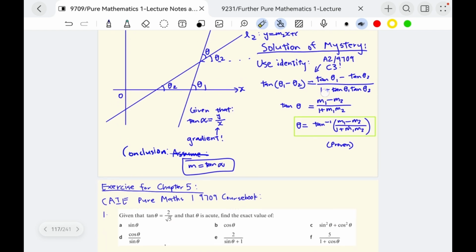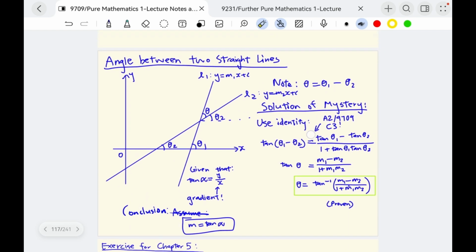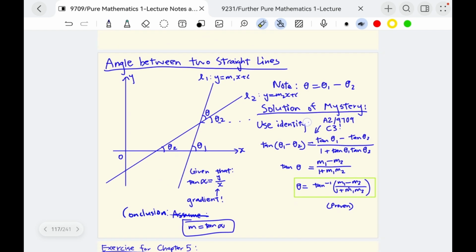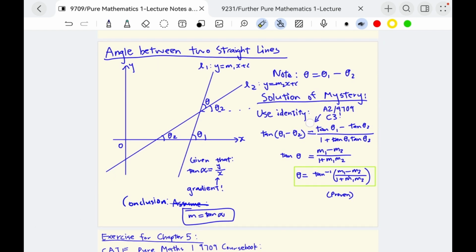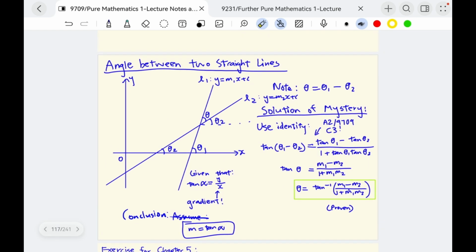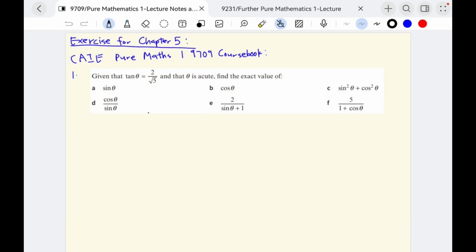Alright, so we have finished the discussion of the lecture of Chapter 5 Trigonometry. So now let's move on to the exercises, shall we? Time for the exercises for Chapter 5.